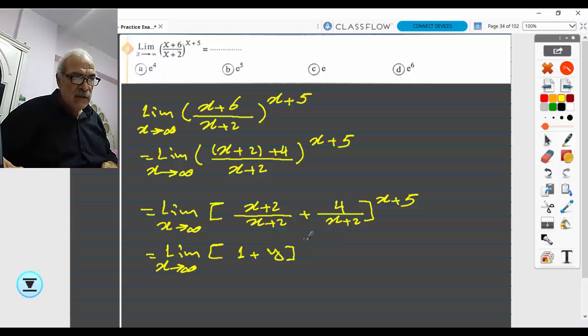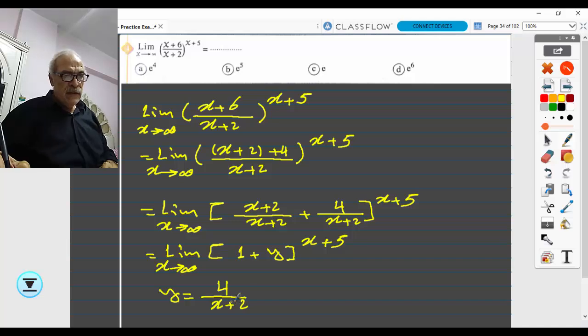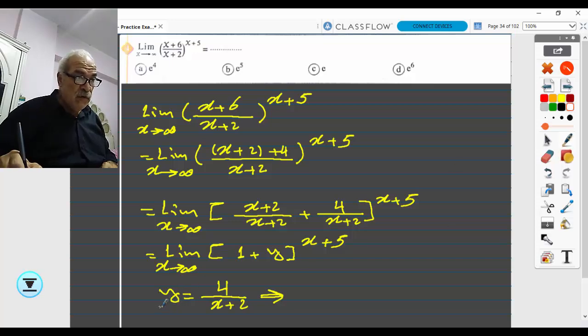Consider the fraction 4 over x plus 2 equals y. Put it equals y, all power x plus 5. Now we have y equals 4 over x plus 2. We want to separate x, so cross multiplication, considering y over 1: y multiply x plus y multiply 2 equals 1 multiply 4, equals 4.